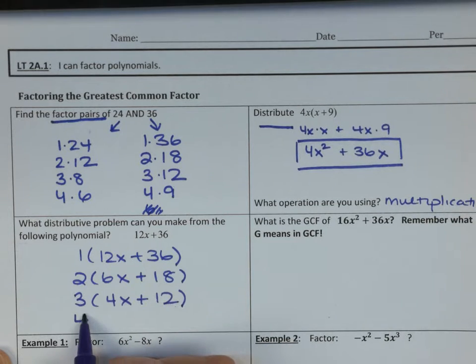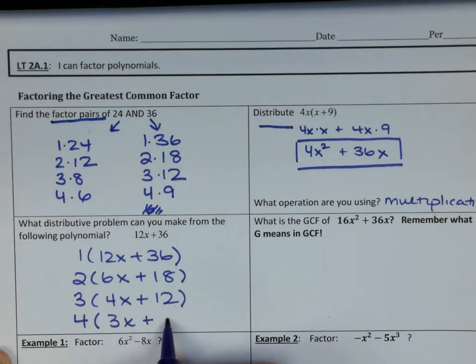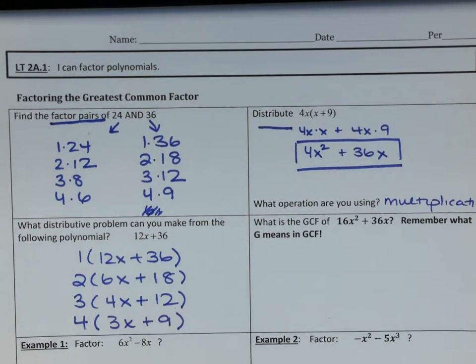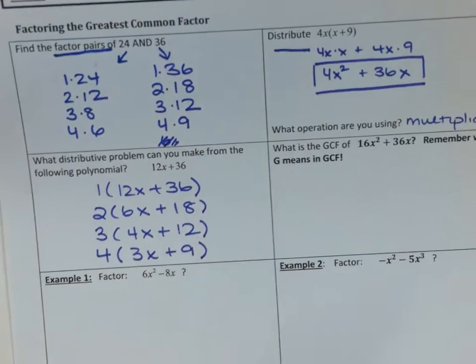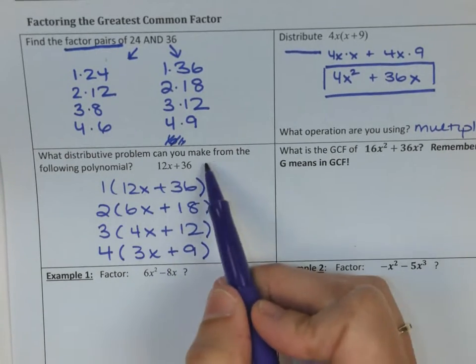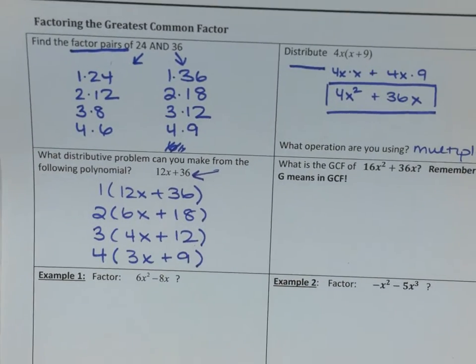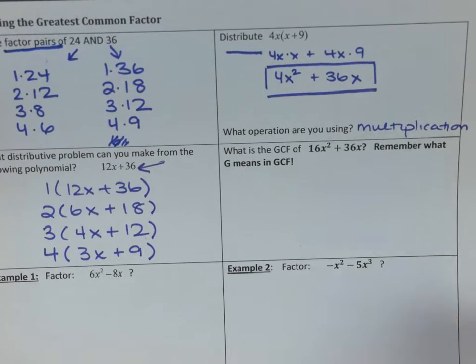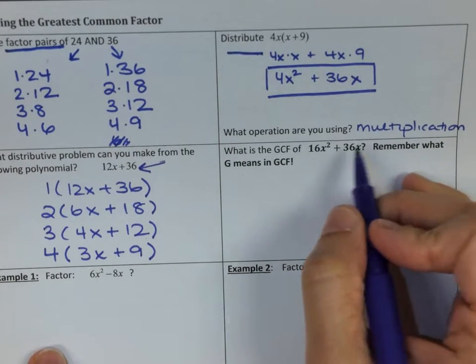Could we do 4? Yeah, 4 goes into 12 3 times. 4 goes into 36. So there are several different ways that we could use the distributive. We can make distribution out of this. And no matter which one we pick, when we distribute, we end up with the exact same thing that we start with. So what is the GCF for 16x squared and 36x?